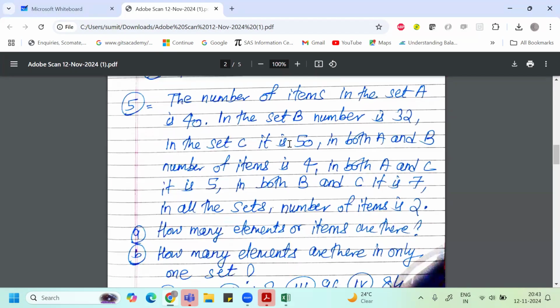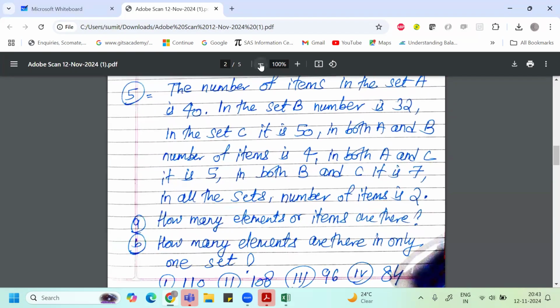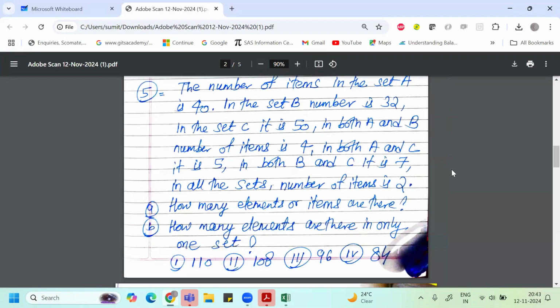This is a little big question. Let me decrease the font size. Handwriting, no problem, guys? Are you all able to understand?